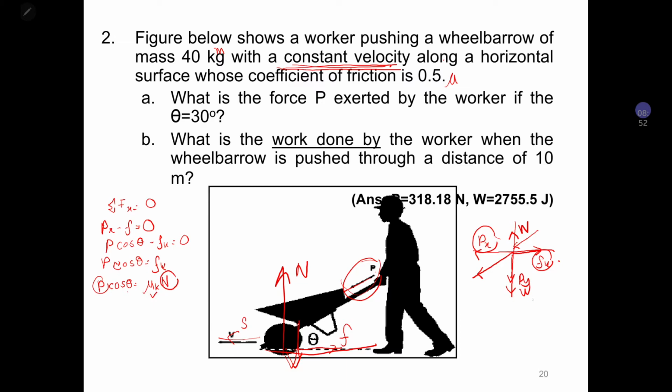So kita boleh try tengok dekat Y axis pula. Dekat Y axis apa yang ada? Dekat Y axis kita ada W dan juga kita ada N, kita ada PY dan juga W. Total force upward mesti sama dengan total force downward. So N sama dengan PY tambah W. PY ialah sama dengan P sin theta. W sama dengan mg. So P sin 30 tambah dengan 40 darab 9.81.